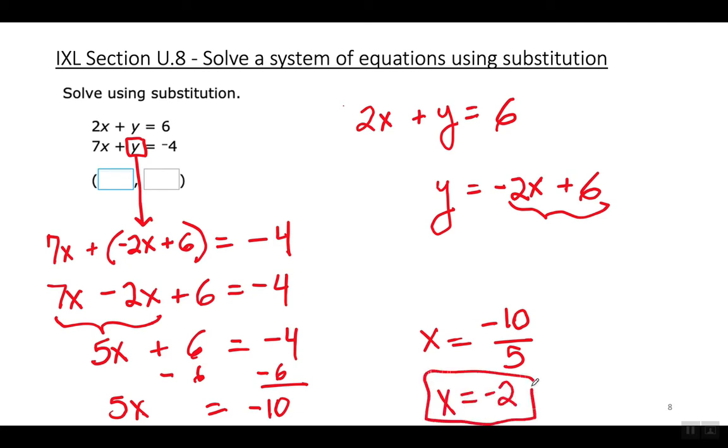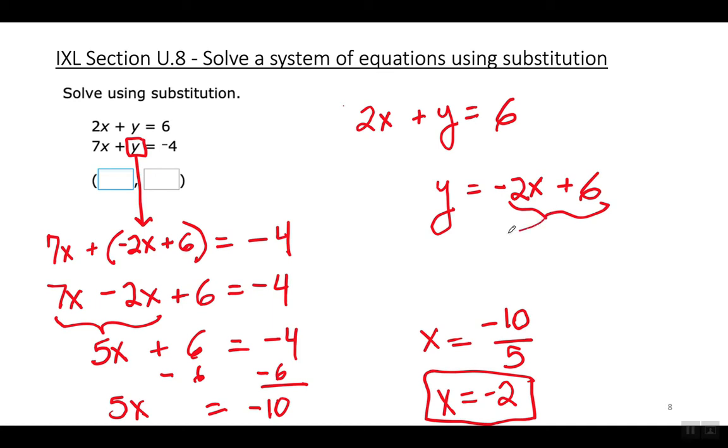And if anybody's lost, I'll repeat real quick. All right, on the top, I could have done it with the bottom one as well, but with the top equation, I first solved for y temporarily because I don't know what number y is yet. All I did is get y by itself on the top equation. So y equals negative 2x plus 6.